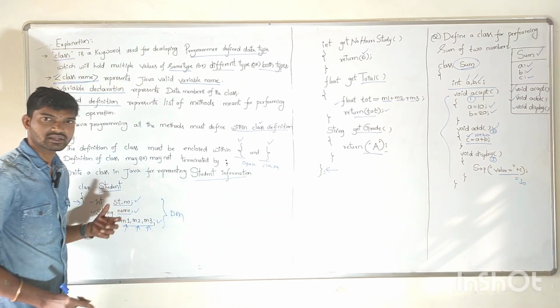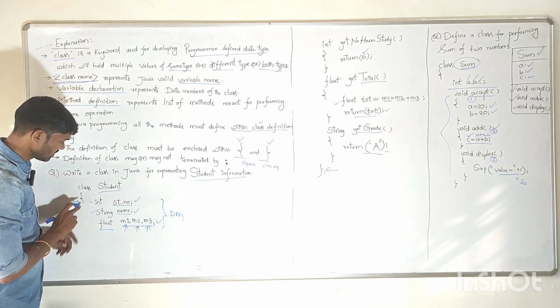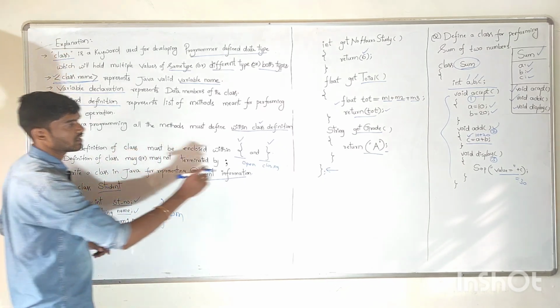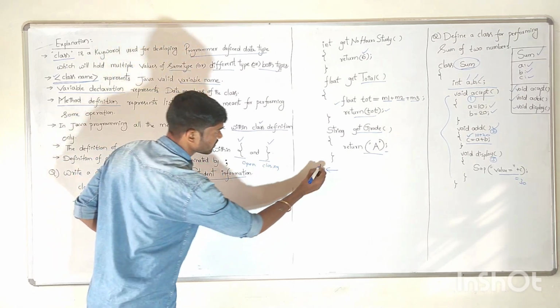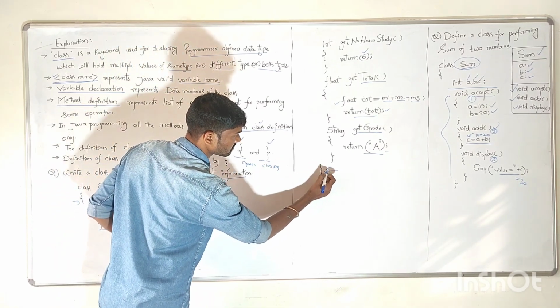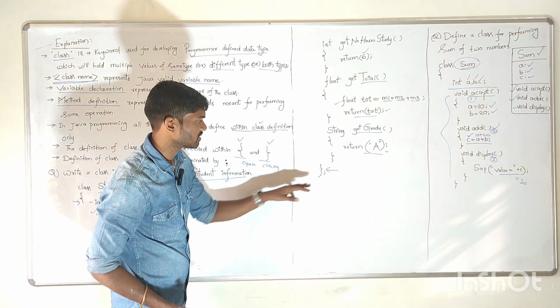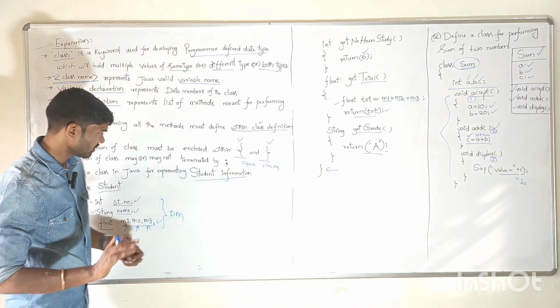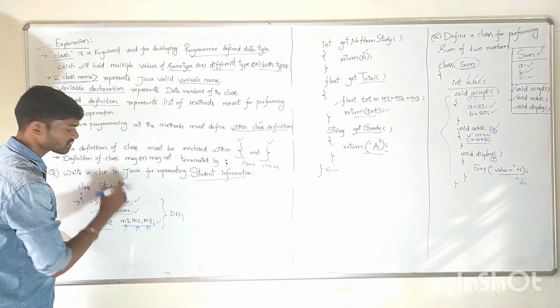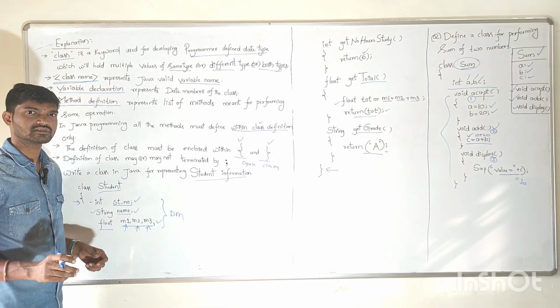So if you define any class, the class definition must be enclosed within the open brace and the closing brace. And at the end of the closing brace, you may or may not write the semicolon. You can write the semicolon here, or you may not write the semicolon, it is okay for us. For example, if you take some student information, I already told what a class means.